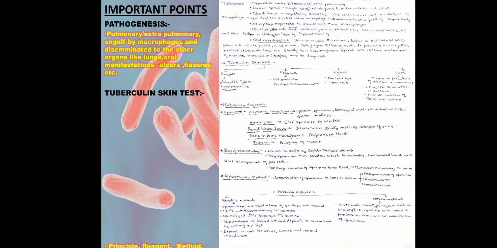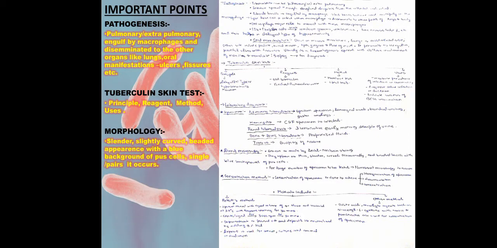Coming to the tuberculin skin test, we have 4 headings under it: the principle, the reagent, the method, and the uses. Coming to the next one, the morphology. The morphology will include a slender, slightly curved bacilli with a beaded appearance with a blue background of pus cells, and it occurs as single or in pairs.